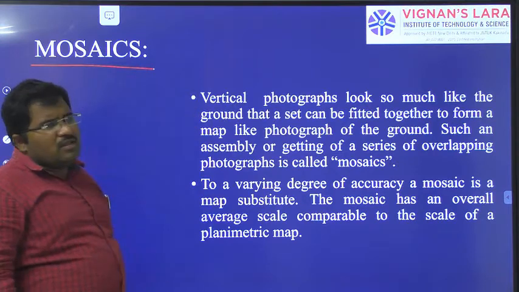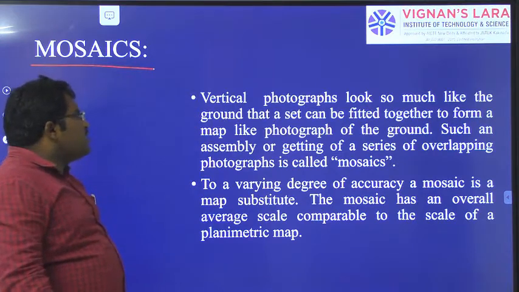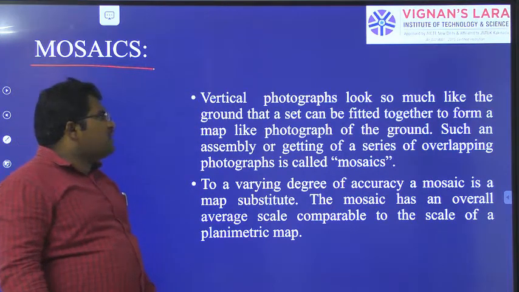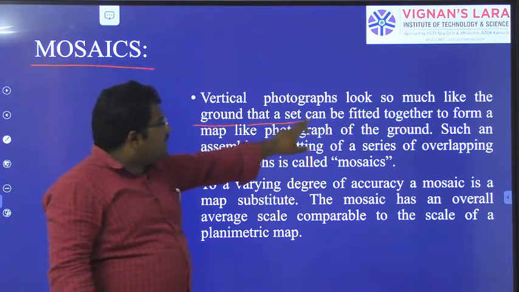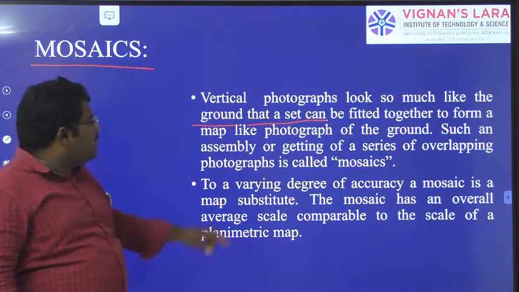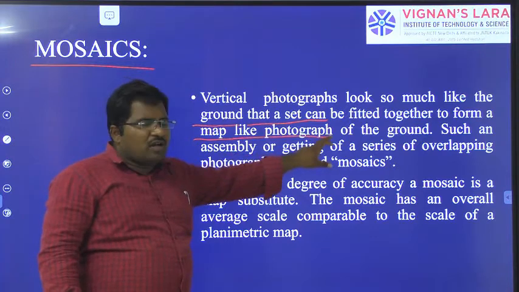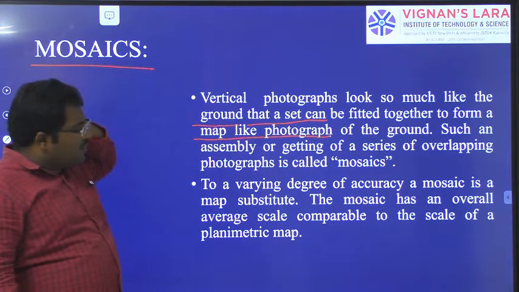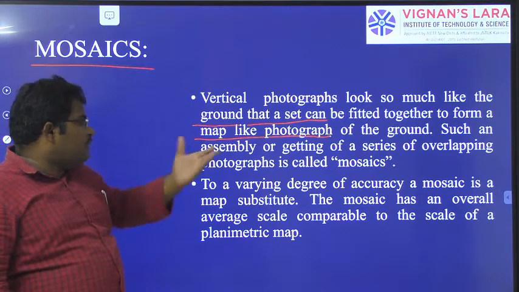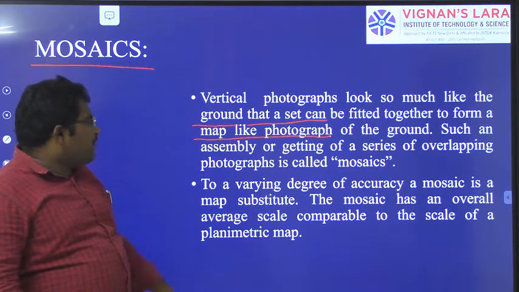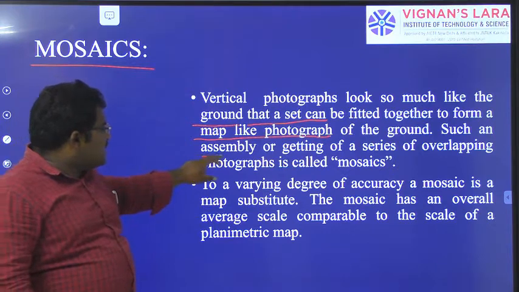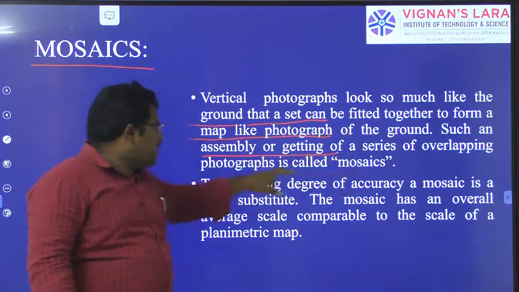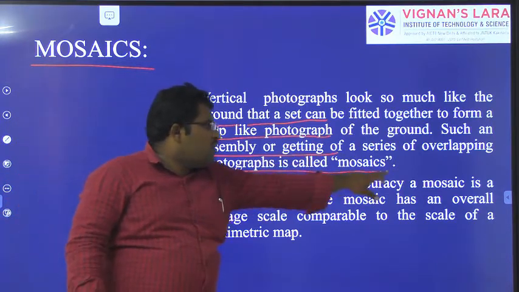The last topic in this unit is mosaics, right? So the vertical photograph looks so much like the ground that a set can be fitted together to form a map-like photograph. That means from the photographs we are going to make the map, right? So a map-like photograph of the ground. Such an assembly of a series of overlapping photographs is called a mosaic, right?